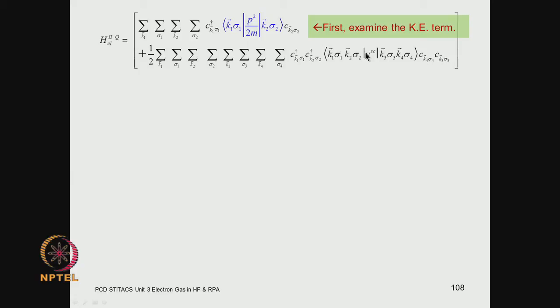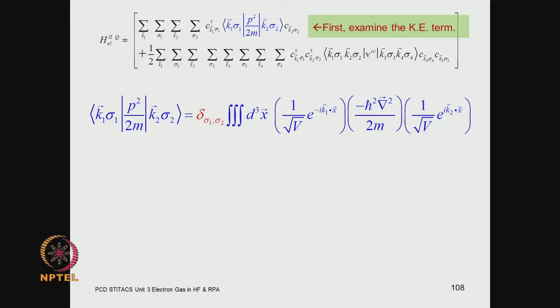Let us examine the first term now, which we know is the kinetic energy term. Okay. Now, in the kinetic energy term, we certainly know that there will be a Kronecker delta corresponding to parallel spins, because the kinetic energy term will not connect spins which are oppositely oriented. So this integral is the matrix element of the kinetic energy operator, which is minus h cross square del square by 2m in plane waves. These are the plane wave solutions which are box normalized. So you have got the 1 over square root V as the box normalization.